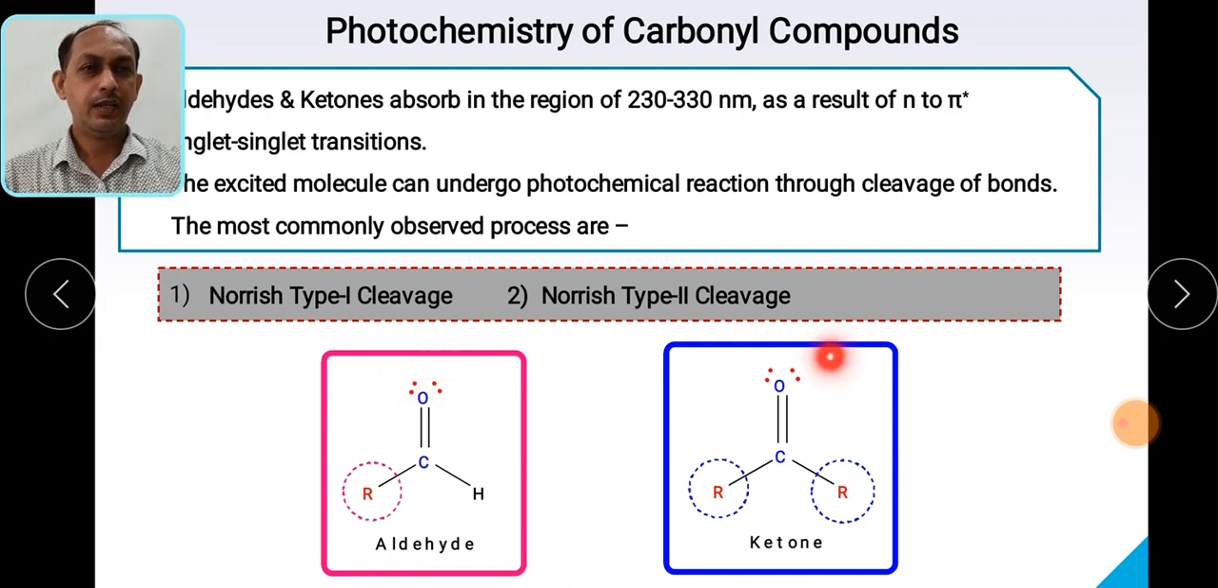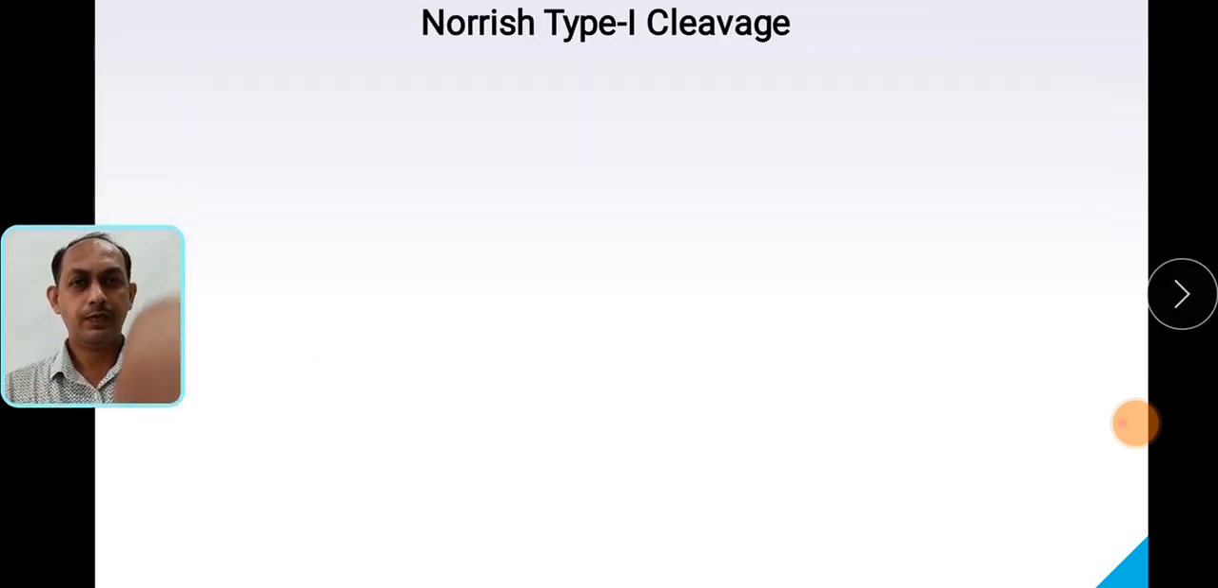Like in the same way in the ketones, where carbonyl is attached to two alkyl groups. The alkyl groups may be same or may be different. So here we can have the unsymmetrical ketones also and symmetrical ketones also. So these are the two functionality which undergo Norrish Type-I cleavage. So we will see what is Norrish Type-I cleavage first.